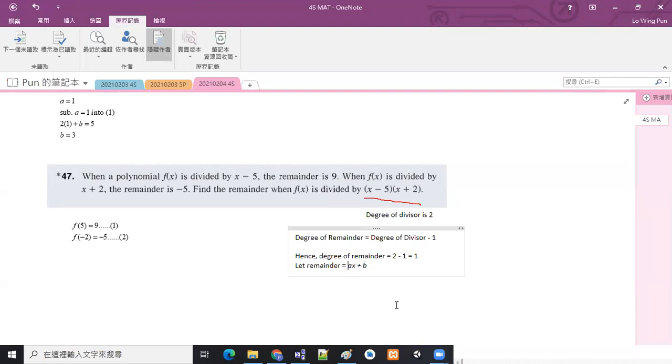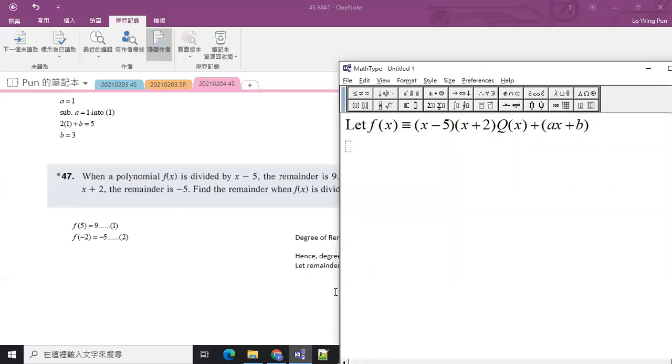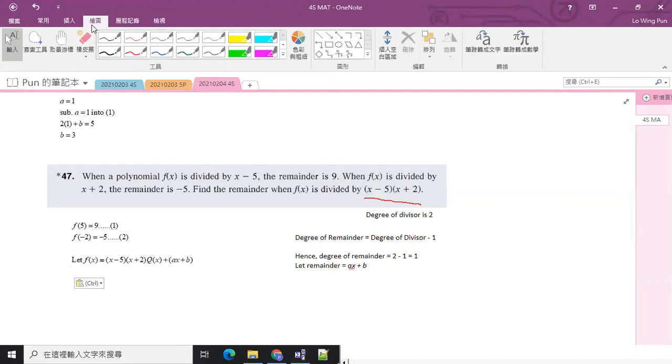Okay, so when we let f(x), we use the division algorithm to build up the identity of f(x), or the formula of f(x). Then the remainder should be equal to ax plus b. Okay, not just a constant, it should be ax plus b. Okay, so let me paste it here. This is the place I would like you to learn in this question.